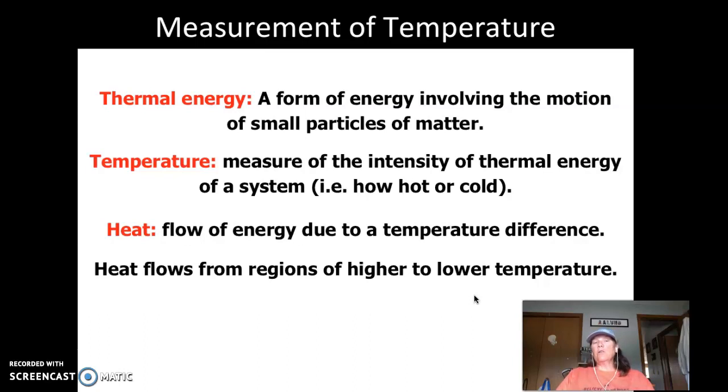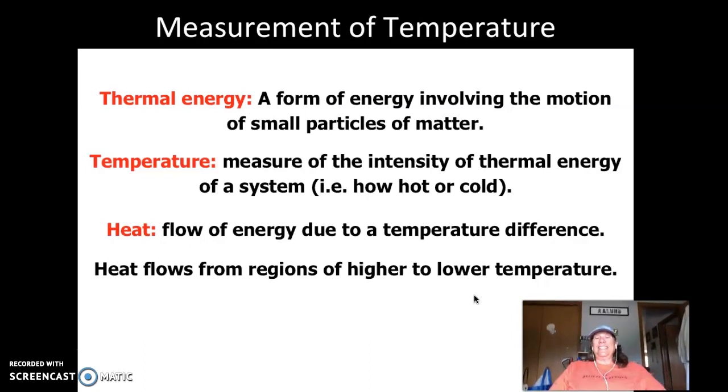Okay, and we also have flow of heat. It goes from high temperature to low. You know, those particles like to even each other out.